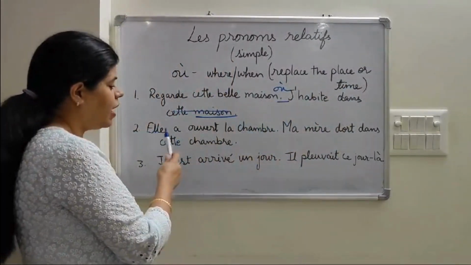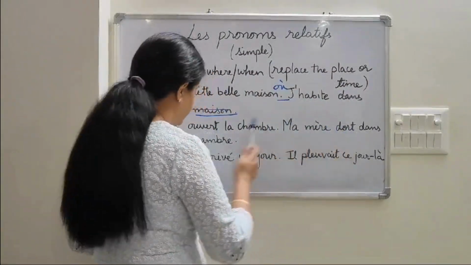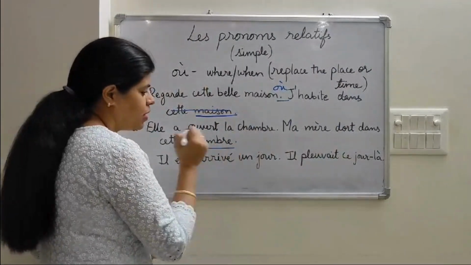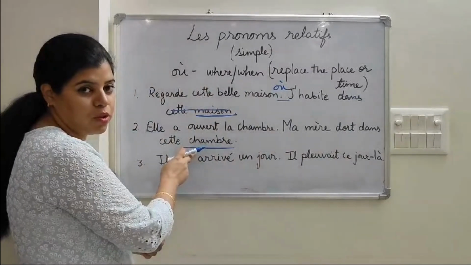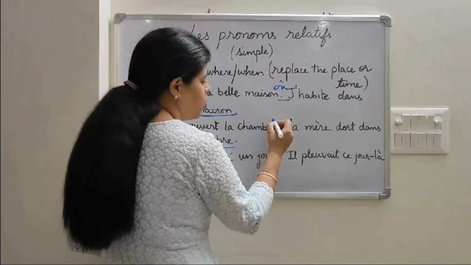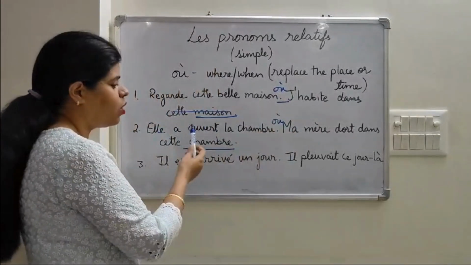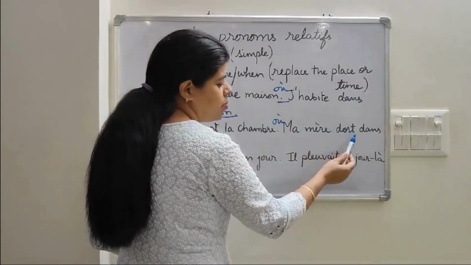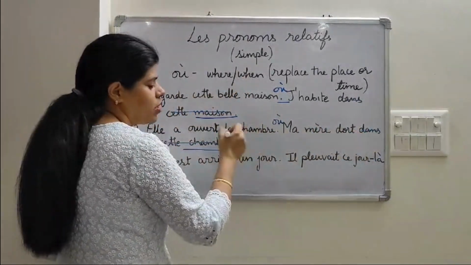Next one, elle a ouvert la chambre, ma mère dort dans cette chambre. What is being repeated? Chambre is being repeated. And to avoid this repetition, because chambre is also a place, I will be using où here. And my sentence will become elle a ouvert la chambre où ma mère dort. I'll remove the repeated part when I join these two sentences.